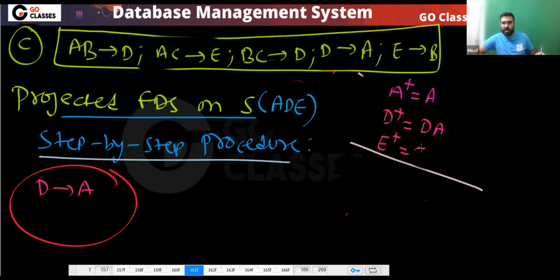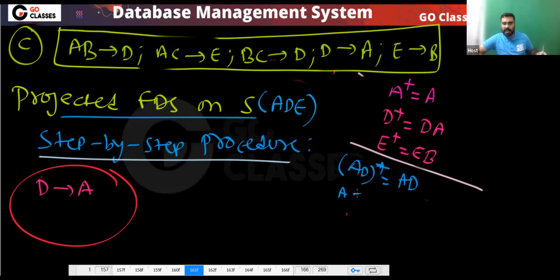Next, you can find E plus, that will be EB, nothing else. So you are getting nothing from here. Then you can check AD plus. AD plus will give you nothing, it will give you only AD.